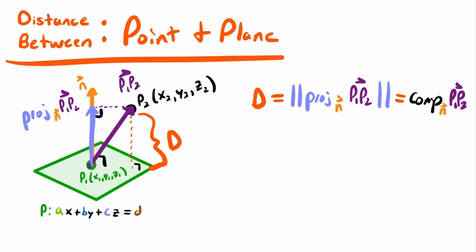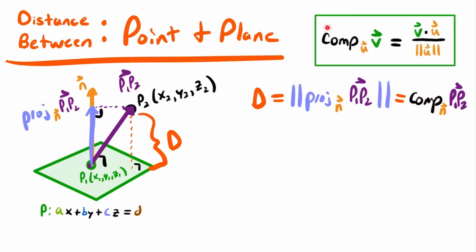But then remember, we have a formula that allows us to calculate the component projection. It looks like this: the component projection of a vector v onto a vector u is equal to the dot product of those two vectors divided by the magnitude of the vector being projected onto. So in this case, the distance will be equal to the dot product of vector P1P2 and the normal vector n, divided by the magnitude of the vector that we are projecting onto, which in this case is the normal vector. So we'll have the magnitude of the normal vector.